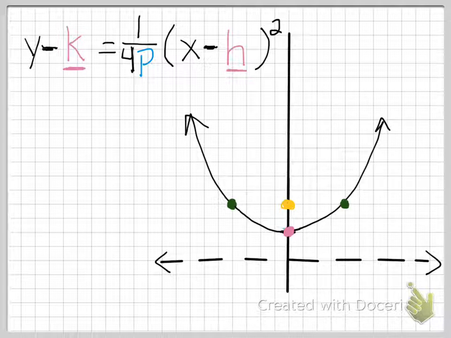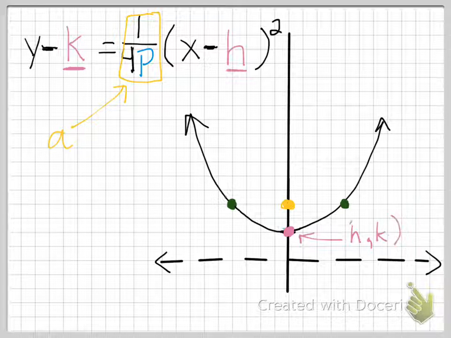But now you've got this 4p thing. That 4p thing is just like your a. This is essentially my stretch or compress. It's telling me how wide my parabola is. So let's look at similarities. H and K, well, that's where my vertex is at. That's easy enough. Only this time we have to change both the signs. You got to change the sign for H and for K. Not a big deal. We can handle that.